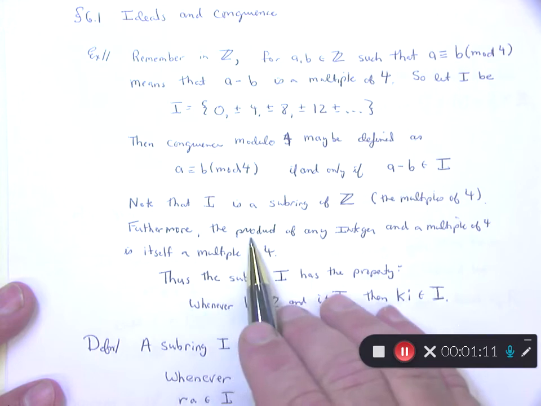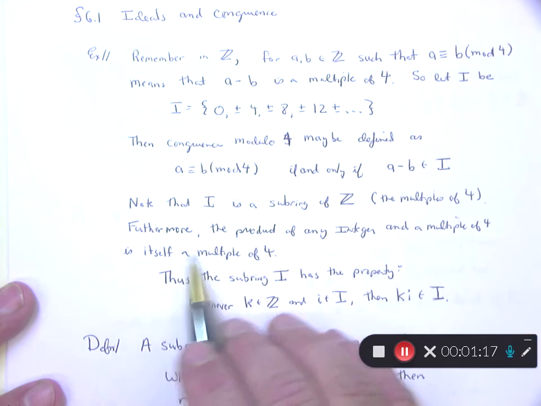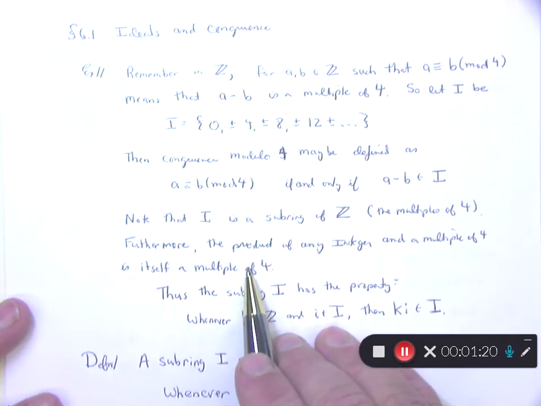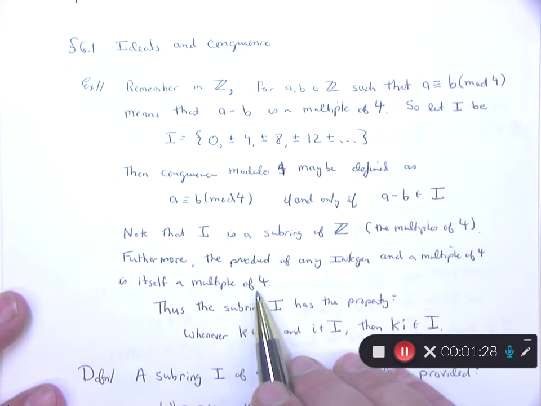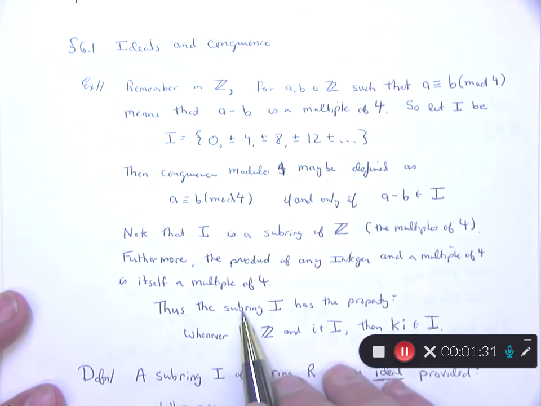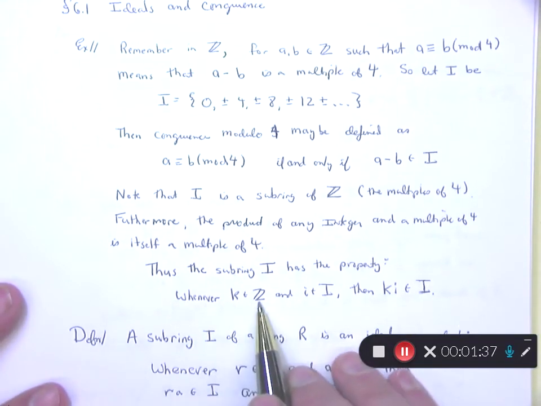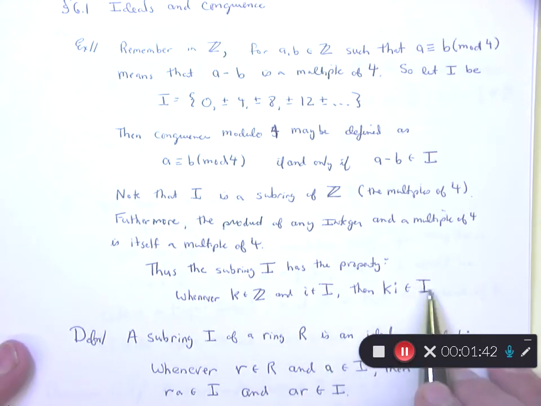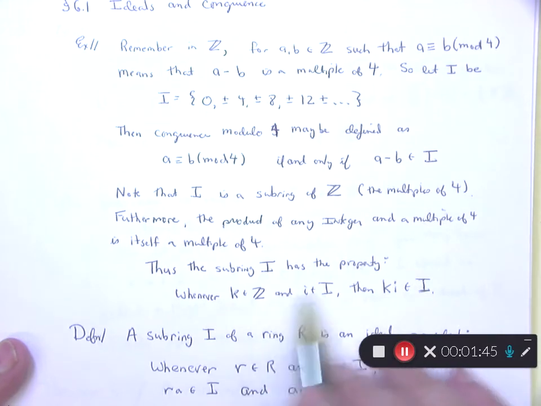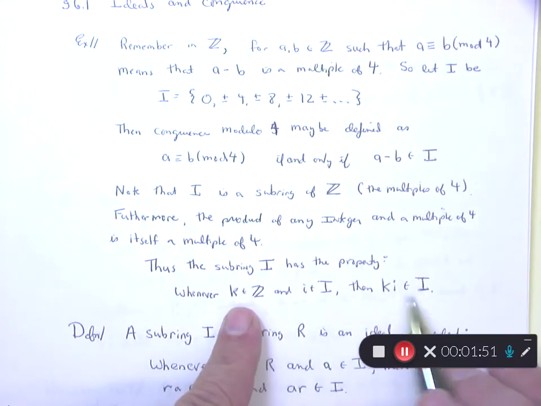Furthermore, the product of any integer and a multiple of 4 is itself a multiple of 4. So, a multiple of 4 times any integer is always going to be a multiple of 4. I mean, 3 times a multiple of 4 will still be divisible by 4. So thus, the subring I has the property that whenever k is an integer and i is an element of big I, then k times i is in big I. So it's a little bit stronger than just closure. The fact is, you take any integer, multiply it times i, and you'll be back inside of I.